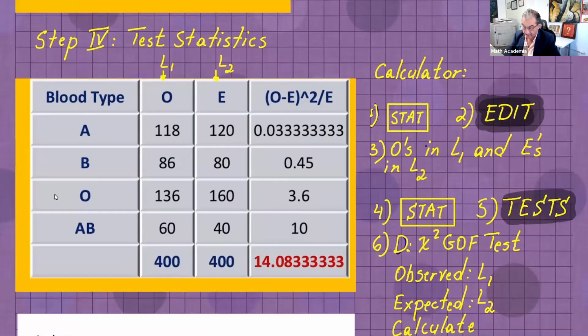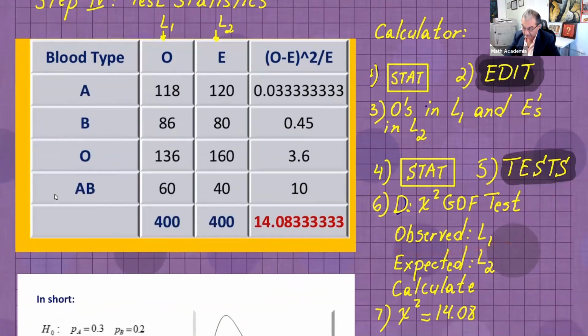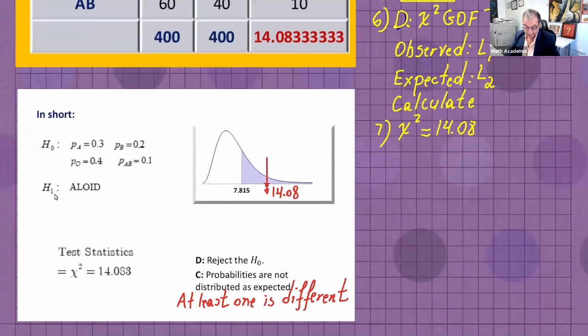For the calculator, I put the commands for you. You go stat, edit. Again, O's in L1 and E's in L2. Then you go to stat, test, and scroll down, as I showed you with the last problem, to D, chi-square GOF test. That's what you're going to see on the screen. Just go to calculate and enter, and you will see the same value. So the calculator will do that for you.